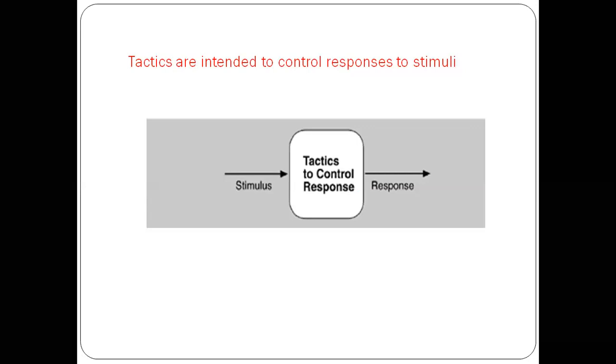So how are we going to design these tactics? First, stimulus, tactics to control responses, and the result, which means input and stimulus. In the sense, here we are going to put an input, and after that the quality attribute design, and after that we are going to get the result or response for this design.